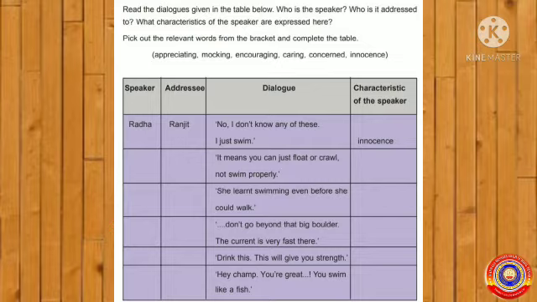Who is the speaker? Yes, Radha is the speaker. Then who is the addressee? Yes, Ranjit is the addressee. Then the characteristic of the speaker is innocence. This dialogue shows the innocence of the speaker. Likewise, all of you do the rest of it.